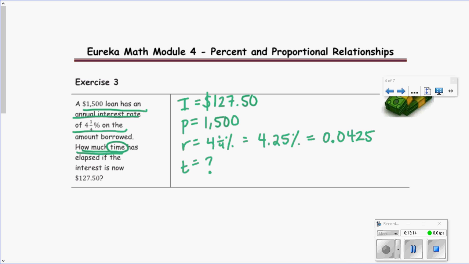Okay, and actually the way they have this phrased, it's a loan. So it depends on who is borrowing this. So maybe we borrowed $1,500 with an interest rate of 4.25%. Okay, so now it's saying like we owe $127.50 in interest as well as the original loan.